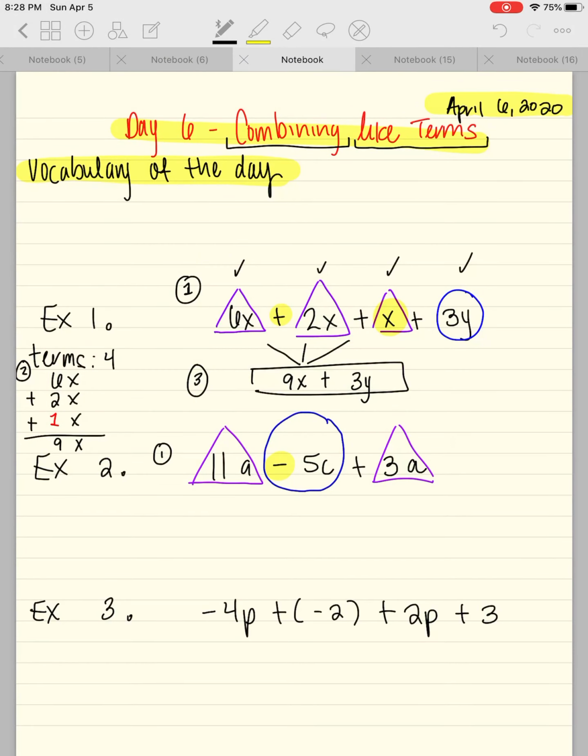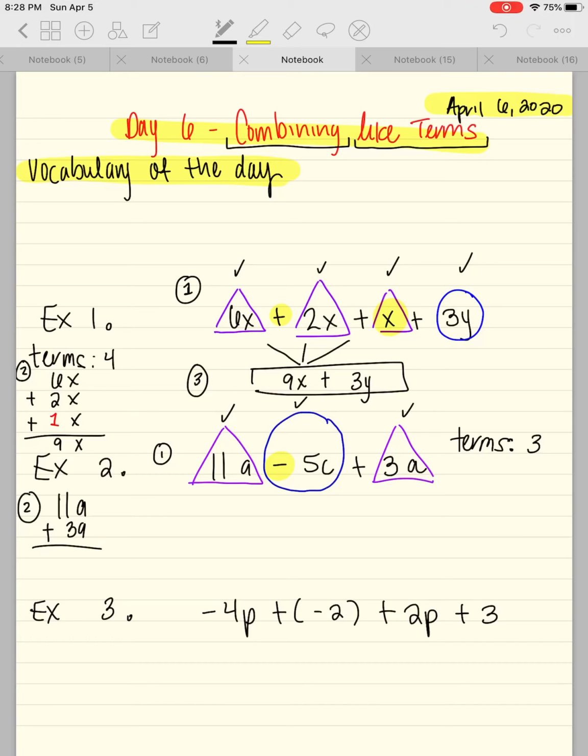Step 2, let me go ahead and combine them. Well, first of all, how many terms does this have? It has 1, 2, 3, because they're separated by subtraction or addition signs. So let me go ahead and combine them now. In step 2, in this case, I can only combine 11a plus 3a.